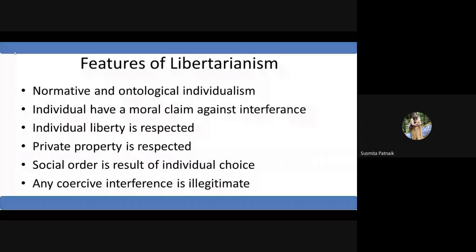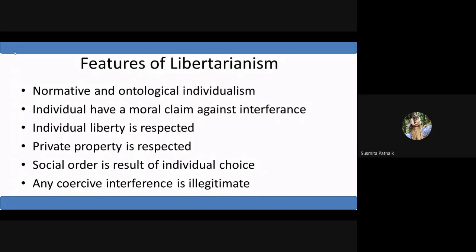I have already said about the picture of libertarianism. In the picture of libertarianism, I argued that there is normative and ontological individualism, individuals have a moral claim against interference, individual liberty is respected and private property is respected, and social order is resolved out of individual's choice. Among the features of libertarianism, the much more important feature is normative and ontological individualism.